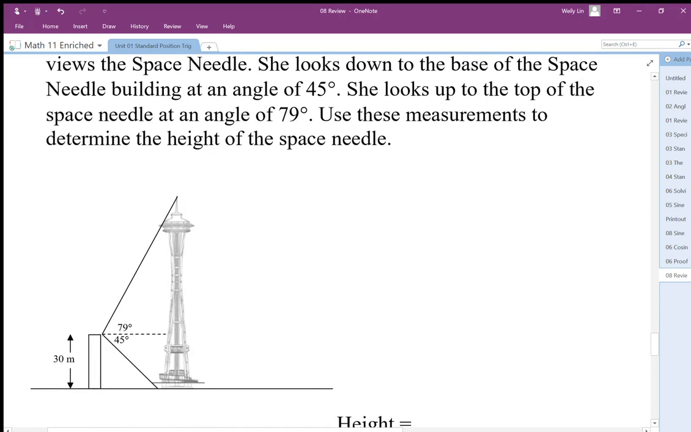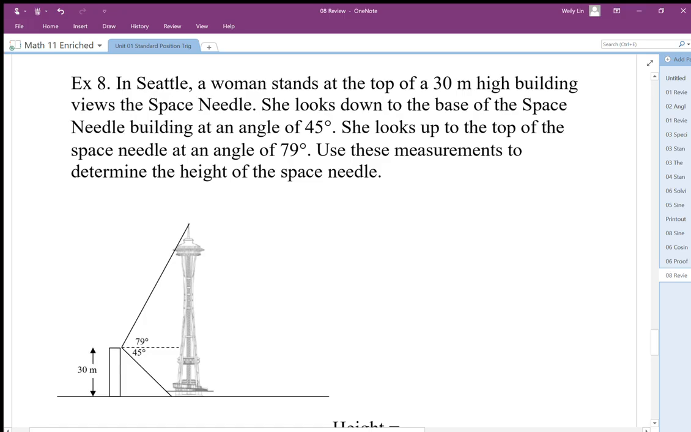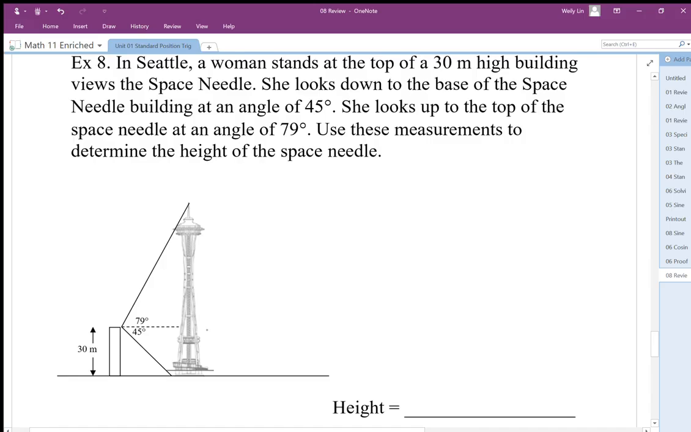All right, so here the Space Needle is in Seattle, and the observer at the top of this 30-meter building looks up at an angle of 79 degrees to the top of the Space Needle and looks down at an angle of 45 degrees to see the base. We want to determine the height of the Space Needle. So we know that this length here is 30. We know this angle here. We don't know any of these other measurements.